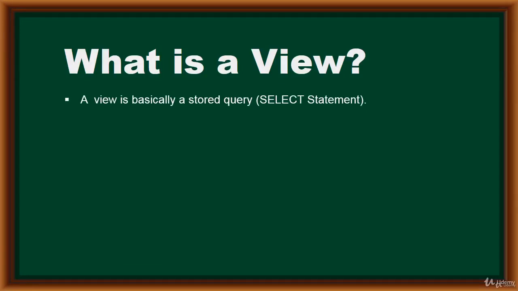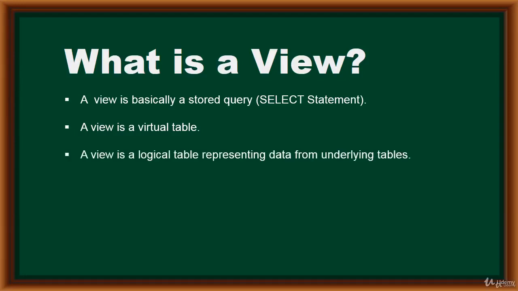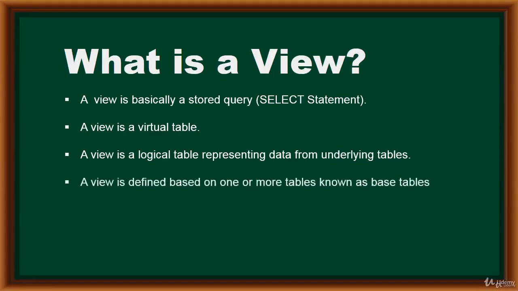A view is basically a stored query. So it's a select statement that is stored as a database object. A view can be accessed as a virtual table in Postgres. So basically views are a logical table that represents data from one or more underlying tables using a select statement.